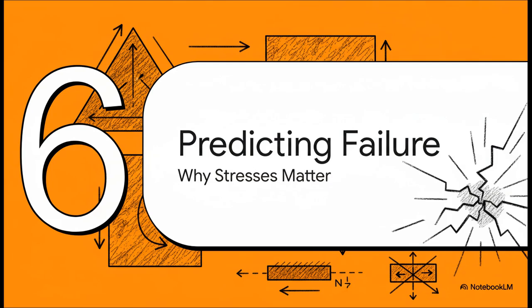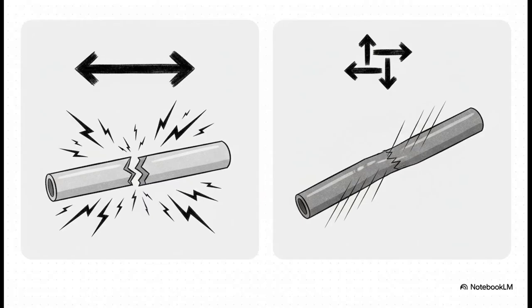So, we've learned how to find these maximum stresses. We can draw the circle, we can do the math. But now let's go back to that big question we started with. Why does any of this actually matter? Here's the final piece of the puzzle. It all comes down to this.